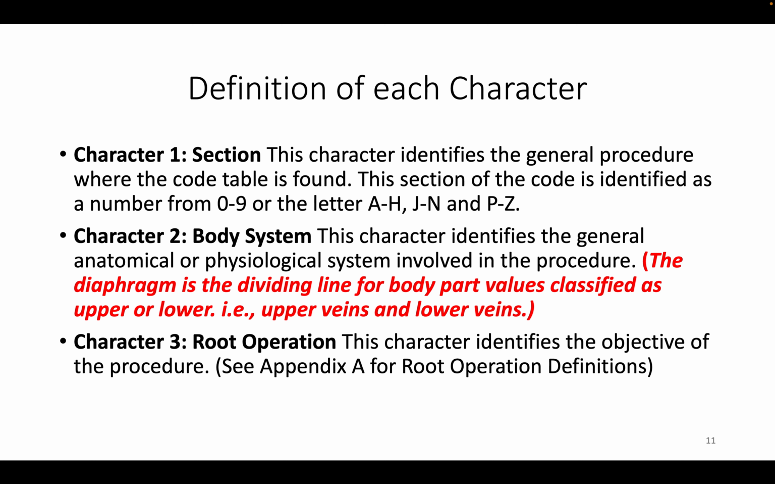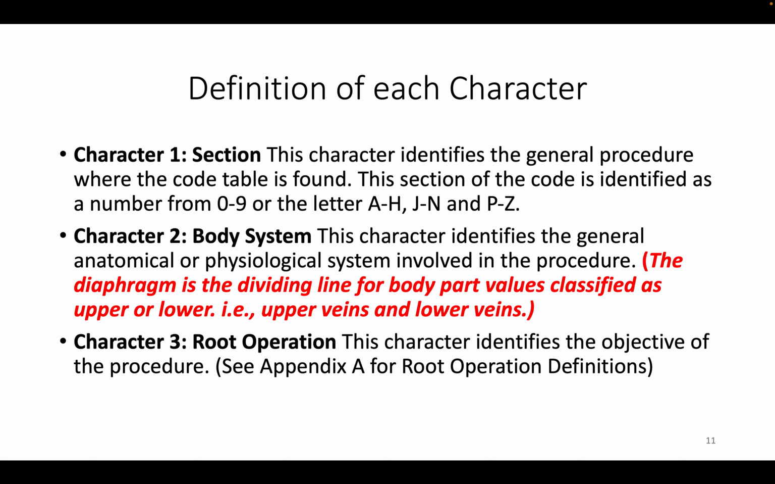Okay, next we have the definition of each character. Character 1, section. Again, this is your med surgical section or your obstetric section, radiology, any of those. Character 2 is your body system. Last time we did central nervous system. This character identifies the general anatomical or physiological system involved in the procedure.